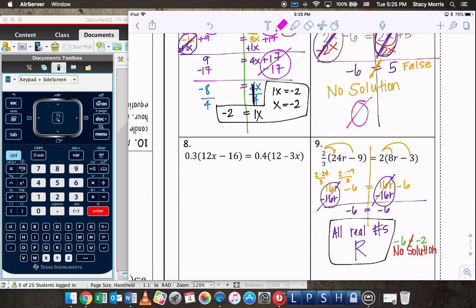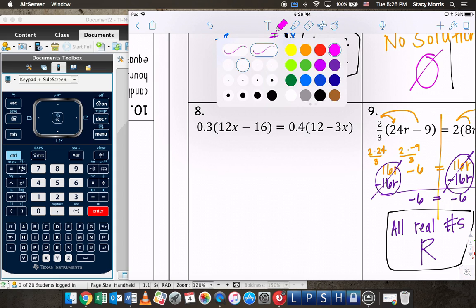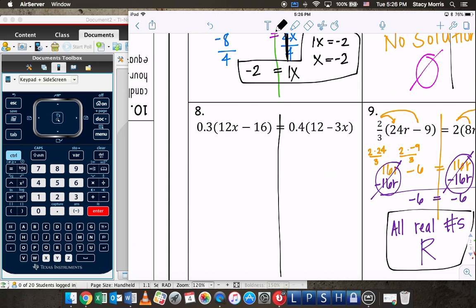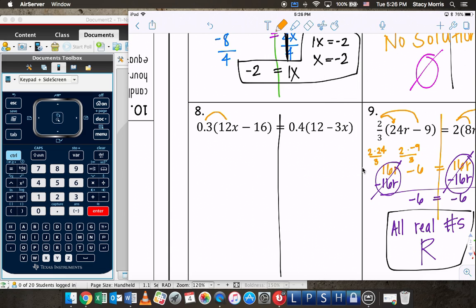All right, number 8. So number 8, we have some parentheses with some distribution, so quite a bit here. So I'm going to go ahead and draw my line through my equal sign, just to make sure I get that all straight up. All right, then we're going to start with distribution. So I'm going to start on the left. I'm going to distribute 0.3 times 12. Again, I'm going to go back and forth between my calculator here. So 0.3 times 12 is going to be 3.6.